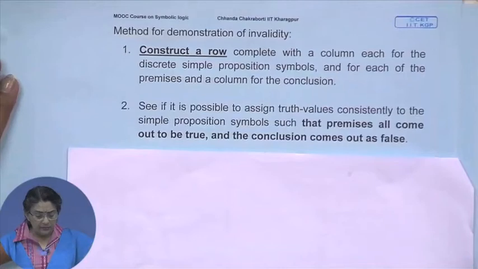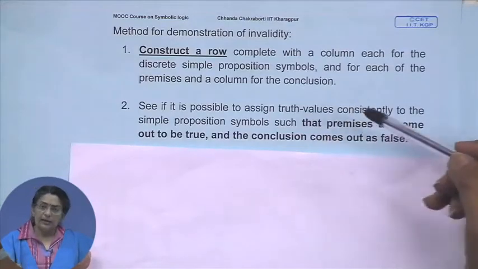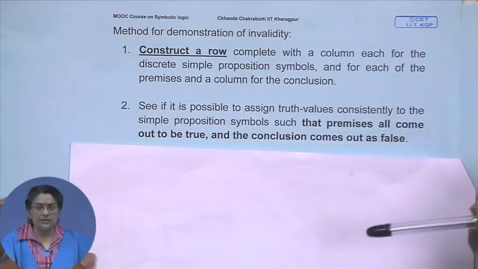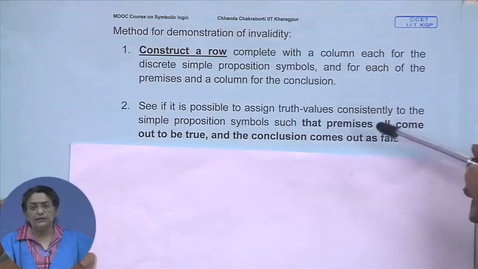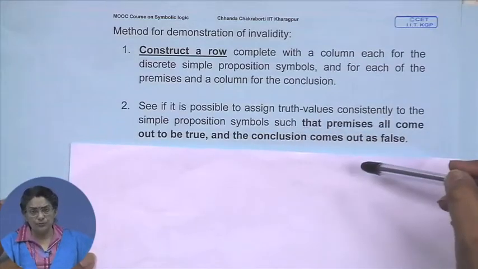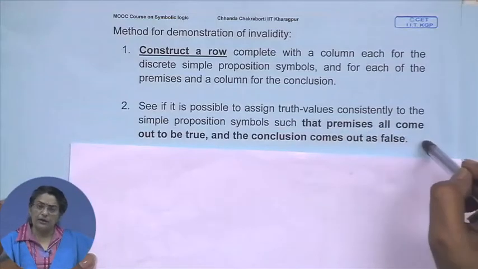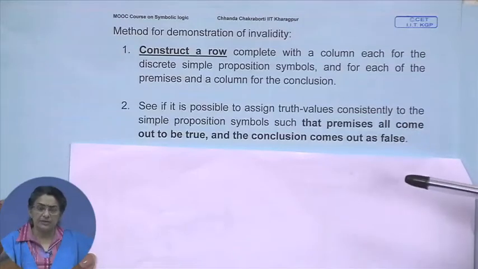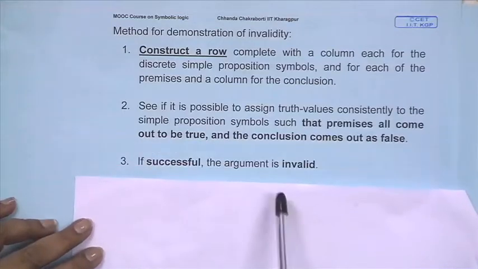Then comes the major task. Once you have laid out the row like this, your job is to see how you can assign truth values in a consistent manner to the propositional symbols, that is, to the variables and constants, so that the premises all come out true and the conclusion turns out false. Your goal is to make the premises true and the conclusion false, but remember these are compound statements. So, the idea is that you assign truth values to the simple propositional symbols in such a way that the premises all come out true and the conclusion turns out false. The whole challenge is whether you can do this or not. If you can do it, then the argument is invalid.